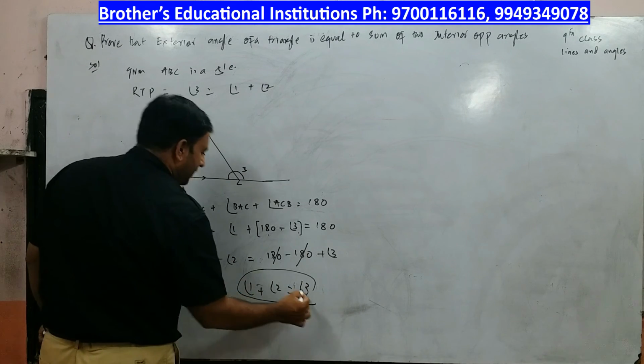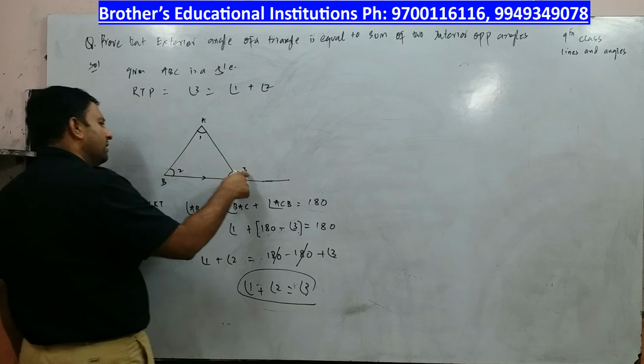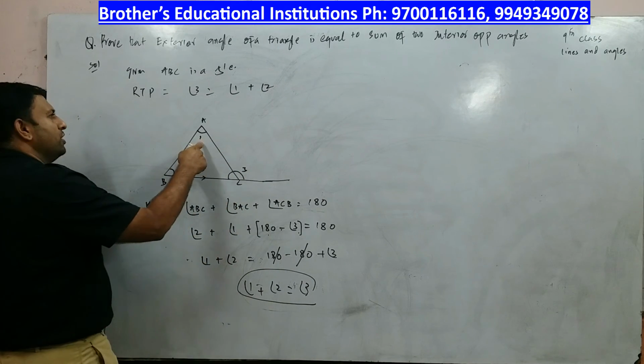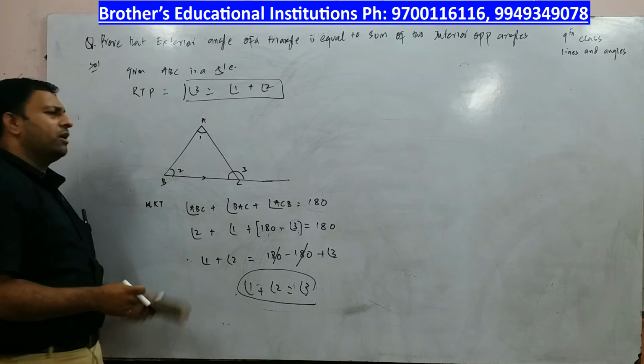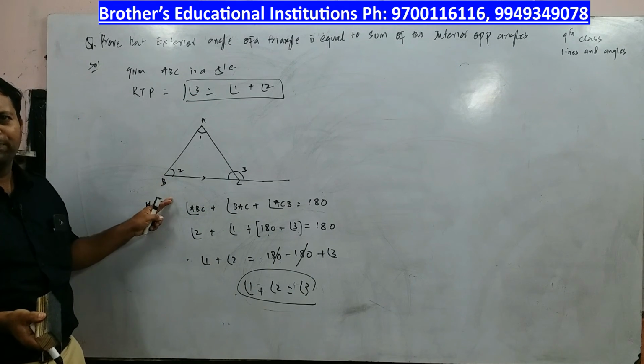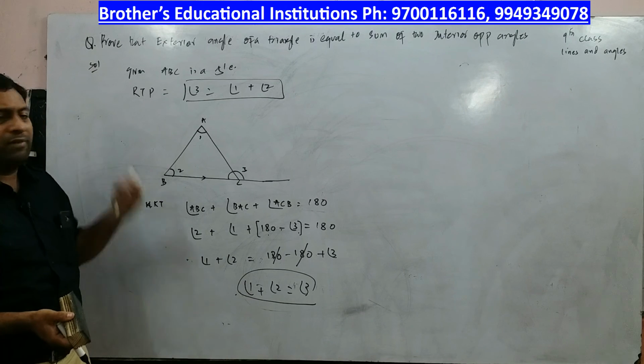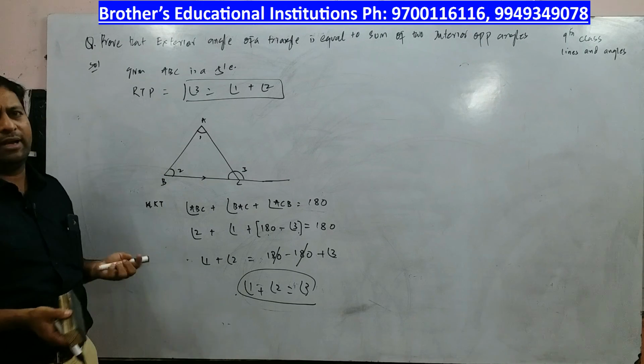Now please look at where they are. Angle 1 is here, angle 2 is here, angle 3 is here. So the exterior angle is equal to the sum of the two interior opposite angles. Is it not a very, very simple way of proving? Indeed, it is very simple and very effective. We'll be using these more frequently in the coming problems.